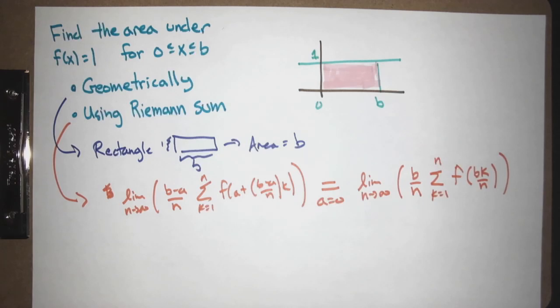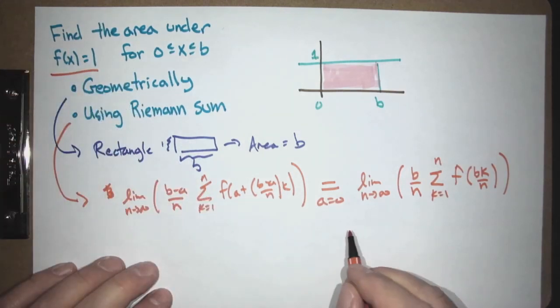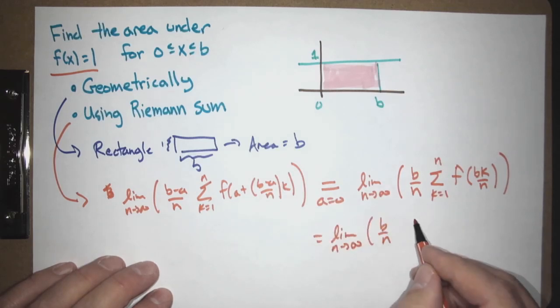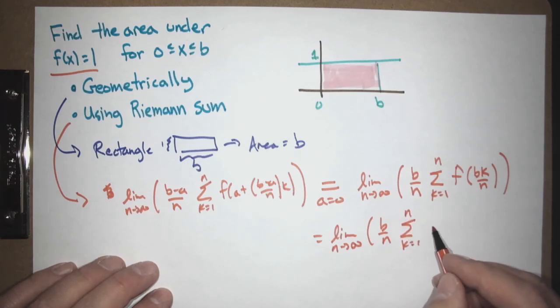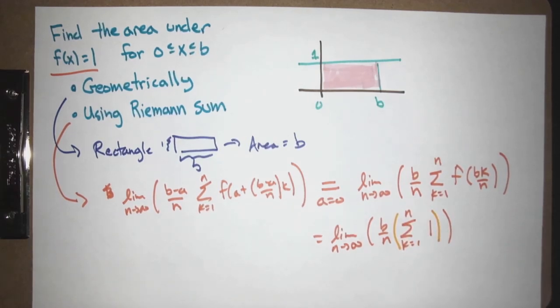Okay, so let's compute this sum. In our case, what's our function? 1. So this becomes the limit as n goes to infinity of b over n times the sum k equals 1 to n of 1. Now, what is the sum from 1 to n of 1? And in case you're trying to remember, what is that sum? It's 1 plus 1 plus 1 plus 1 plus 1, and you keep adding 1.